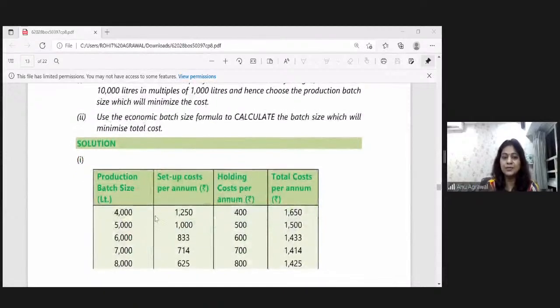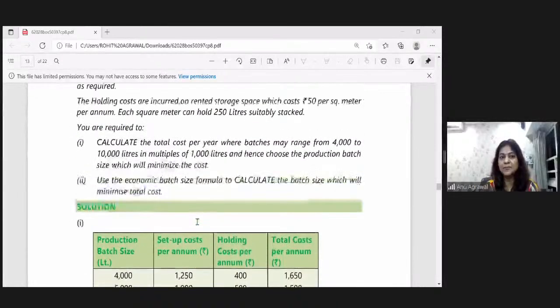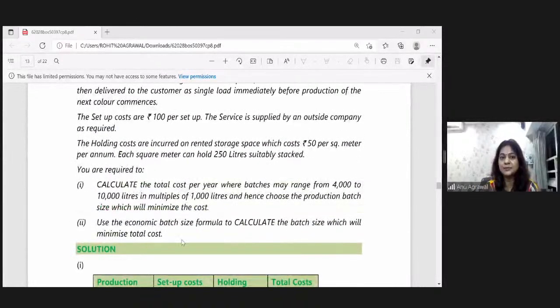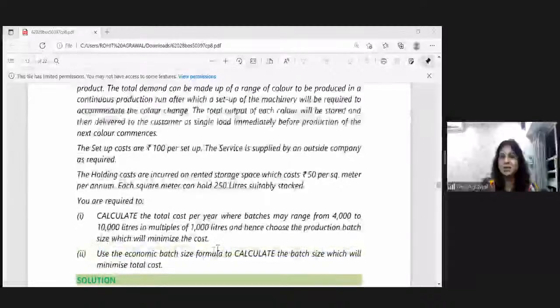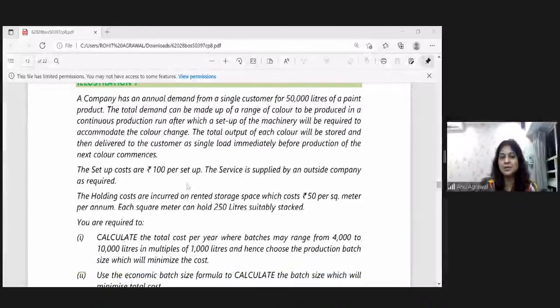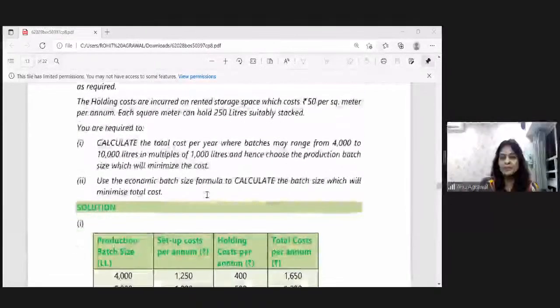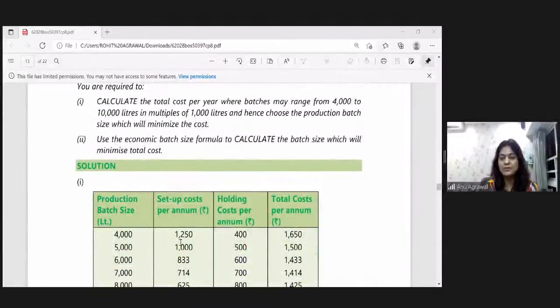So if the batch size happens to be 4,000, how many times do you need to do the setup? Setup cost is 100 per setup. So what will be the cost? Each time you set up, the cost is 100. If the batch size happens to be 4,000, how have they derived this setup cost? How have they arrived at 1250?